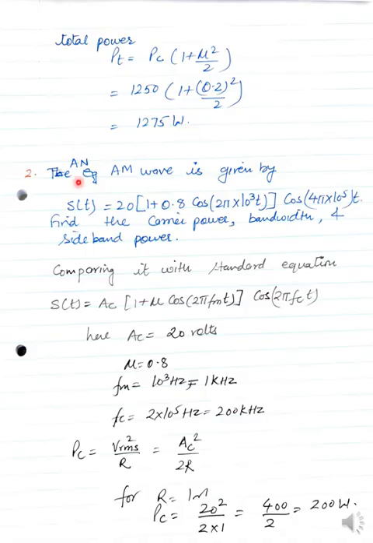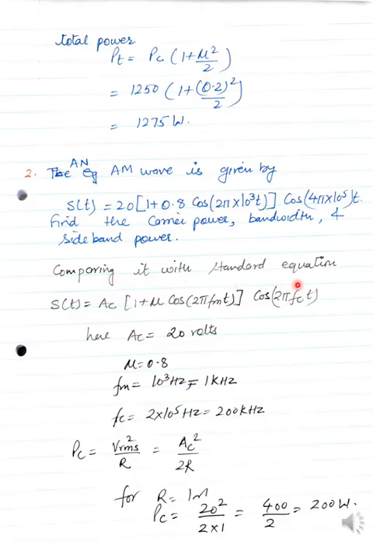The second question: an AM wave is given by s(t) equals this. Find the carrier power, bandwidth and sideband power. Alright, so comparing it with the standard equation.